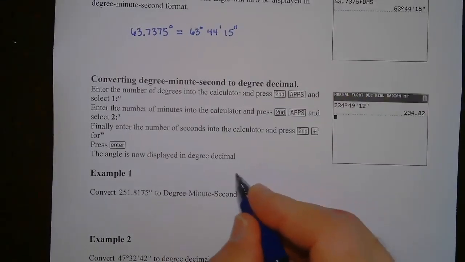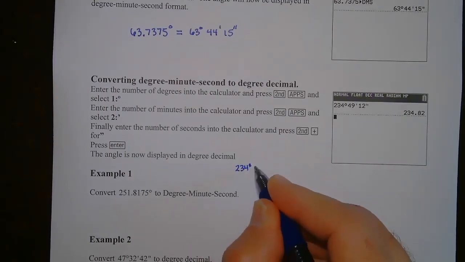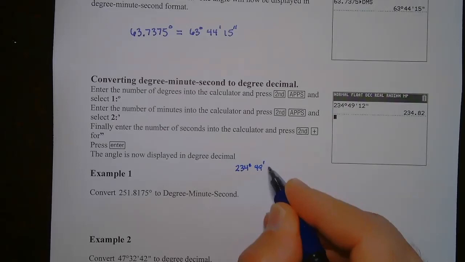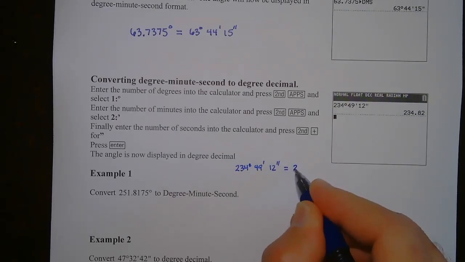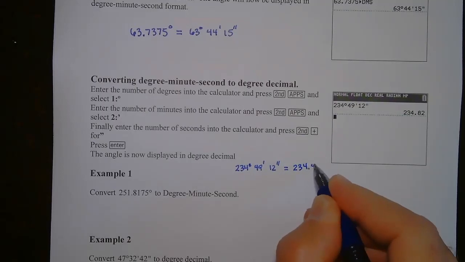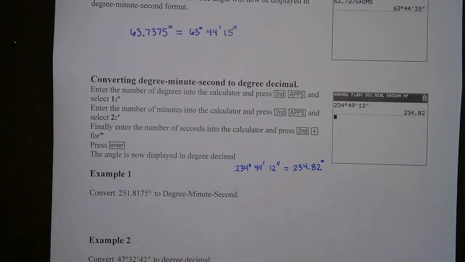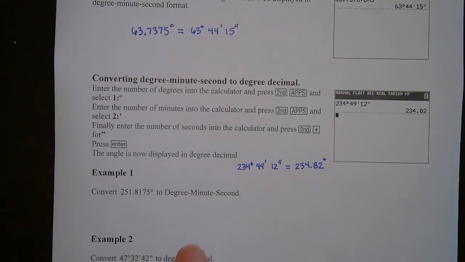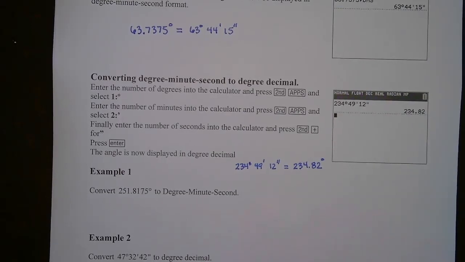So for this one, we know that 234 degrees, 49 minutes, 12 seconds is equivalent to 234.82 degrees. Okay. All right. So the next thing I want to do is just do these 2 examples. I'm going to do both on the calculator at once, and then we'll write them down, and then we'll be done with this part of the lesson.